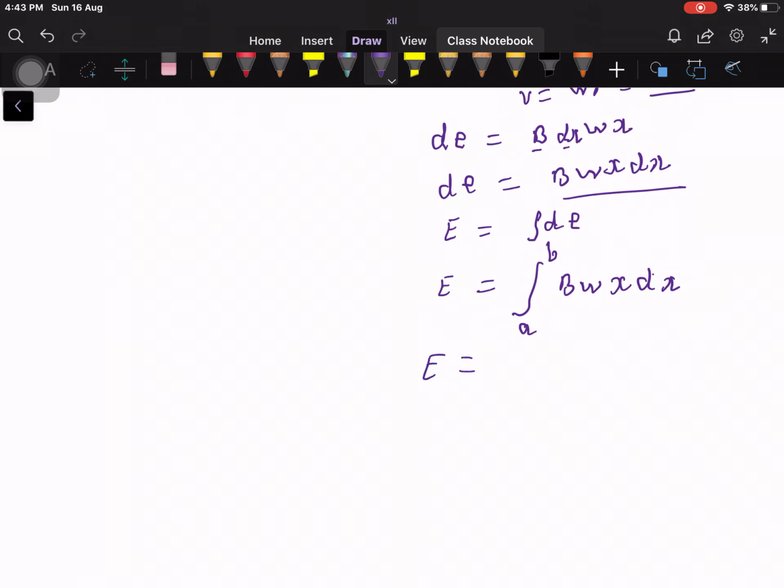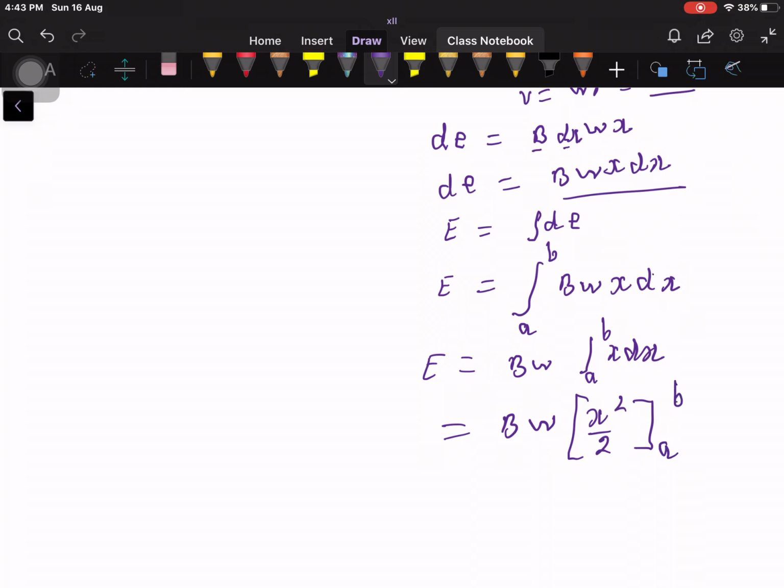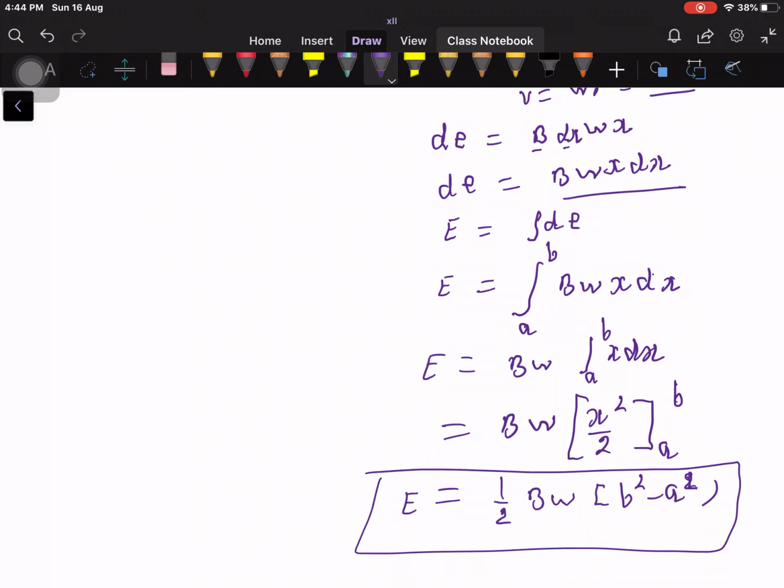E is equal to B is common, omega is common, and integration of x dx will be there only. So it will be B omega, integration of this will be x square by 2, and limits are a to b. So very easily we can write it now, so don't worry how we are solving it. It is B omega by 2 times b square minus a square. This is the induced EMF in a disk or in an annular disk.